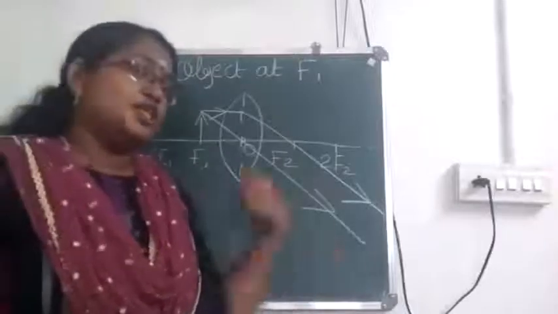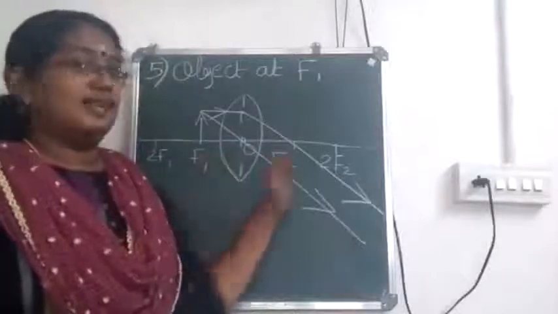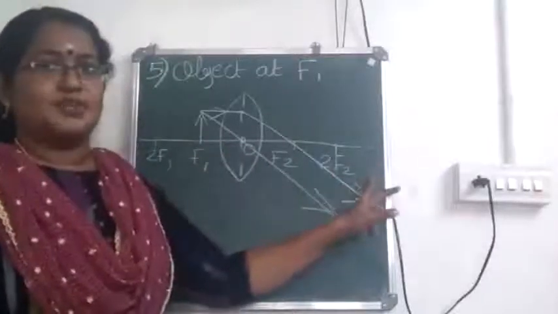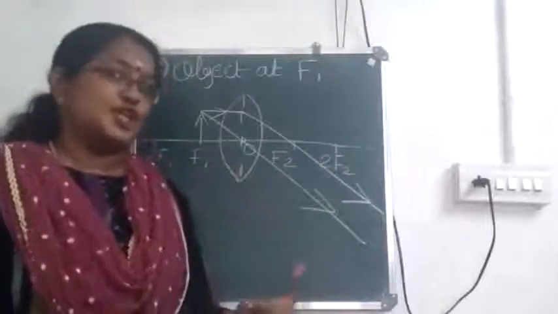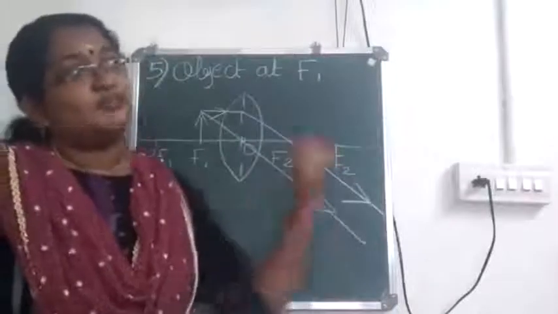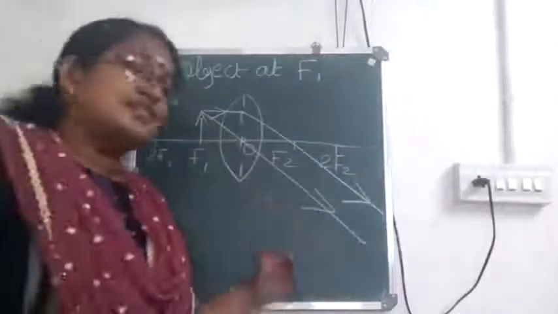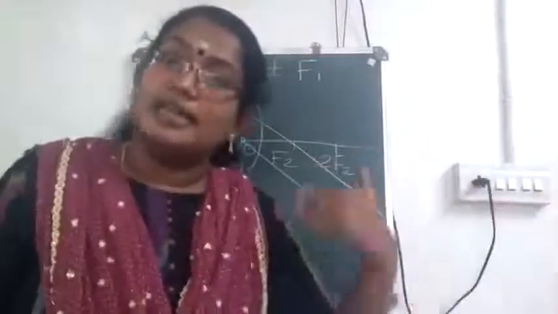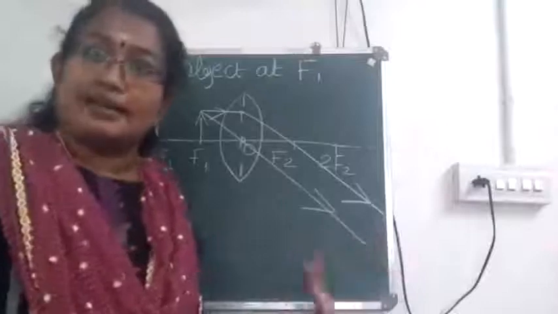And actually, where should the image be formed in this case? If the object is placed at F1, in the previous case we got the image beyond 2F2. So in this case, where should you get the image? At infinity. Is it possible to see what is happening at infinity? No. So we are assuming that in this case, image is formed at infinity. And when we draw, we will simply keep as two parallel lines.